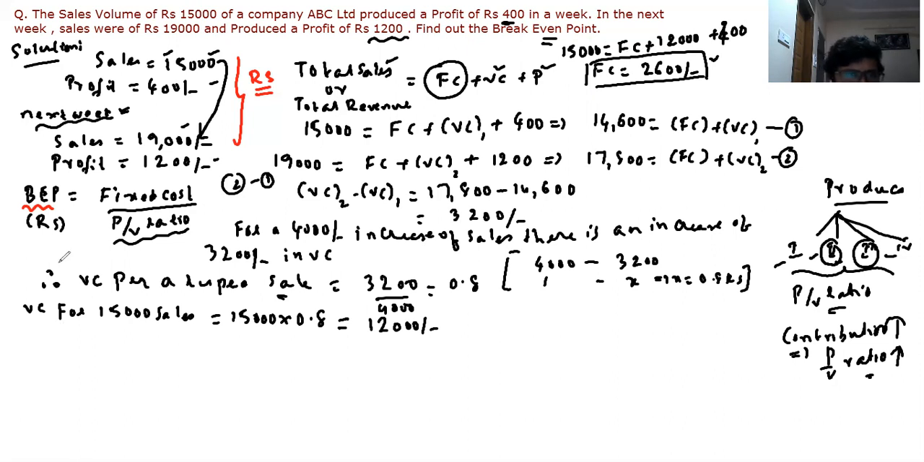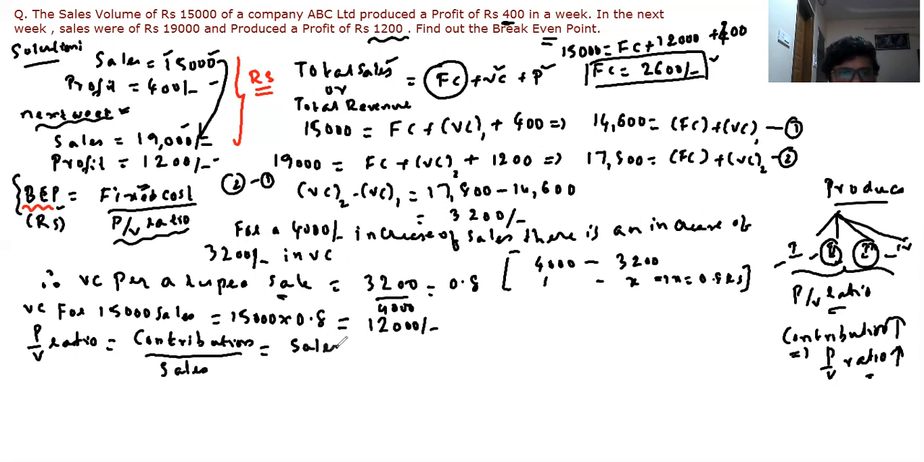Now we need to find the break-even point. We can find the break-even point if we know the P by V ratio. We got the fixed cost as 2,600. So let's quickly find out the P by V ratio. P by V ratio expresses the relationship between contribution and sales. So P by V ratio can be written as the ratio of contribution by sales. So the contribution can be written as the total sales or the total revenue minus variable cost, divided by the sales in terms of rupees.